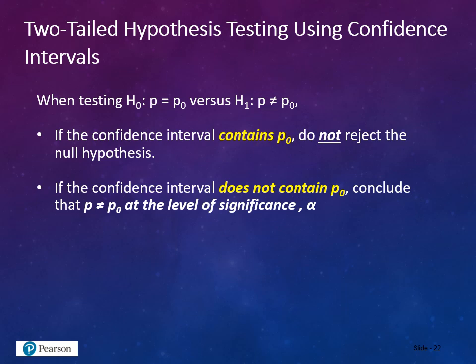If the confidence interval contains p sub 0, which is the population parameter, we don't reject the null hypothesis. But if it doesn't contain it, we conclude that the population parameter doesn't equal the sample statistic at the level of significance of alpha. Okay, so this is kind of a shortcut test for hypothesis testing with a two-tailed hypothesis. If the confidence interval contains our p sub 0, then we don't reject the null hypothesis. If it does not contain it, then we can conclude that the population proportion doesn't equal that p sub 0 at a specific level of significance alpha.